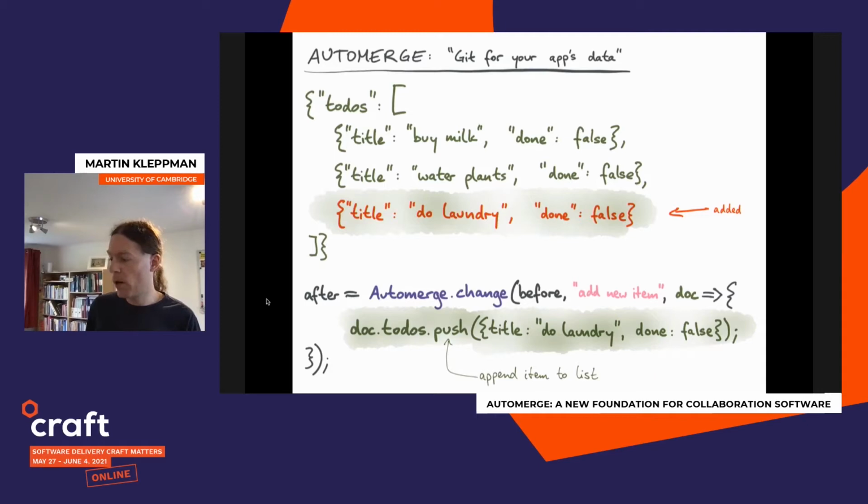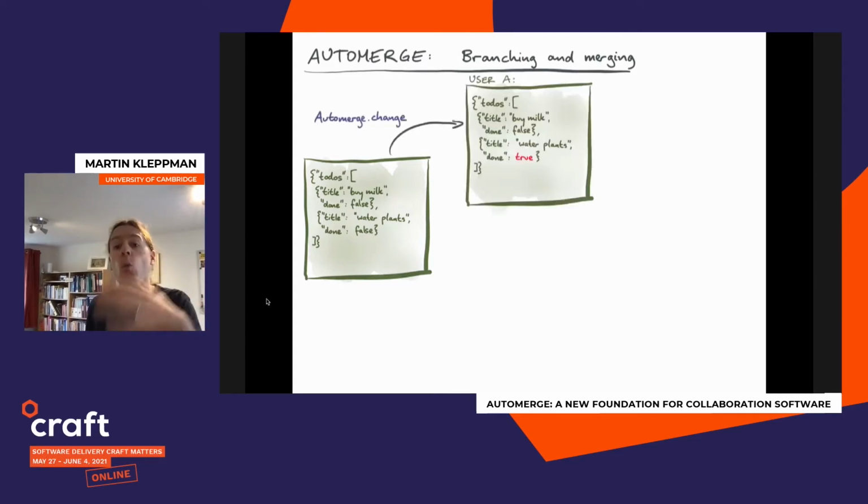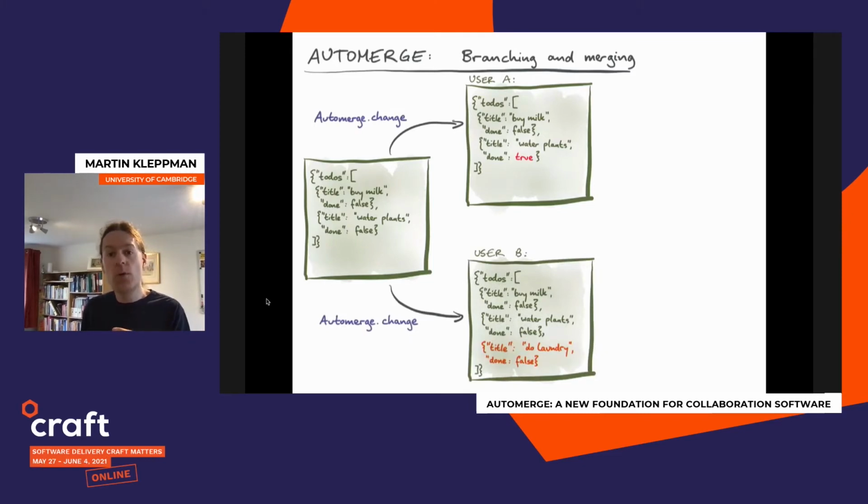Now let's think a bit about different versions coexisting. So maybe different users are updating this document concurrently. Maybe those users are offline. And what we can do is we can have a kind of branching and merging workflow very much like Git. So think about this like Git, where the state, rather than being a repository of your code, is the state of your application. And so the to-do list on one branch gets updated to set the watering plants item done to true. And concurrently, a different user is updating it to add do laundry as a third item.